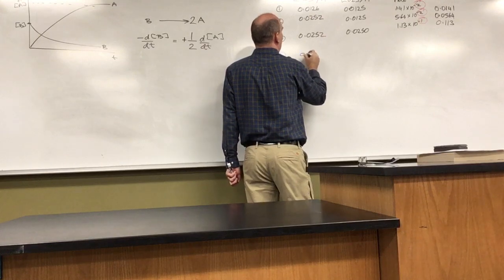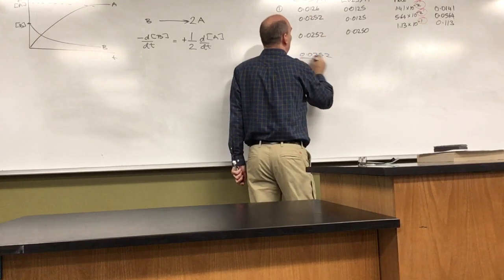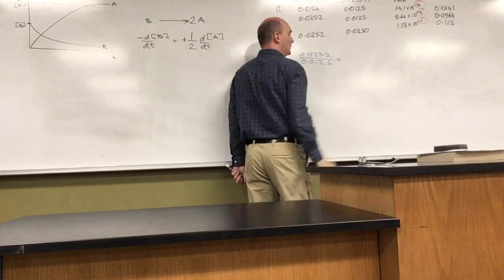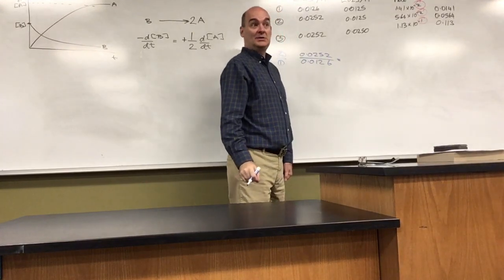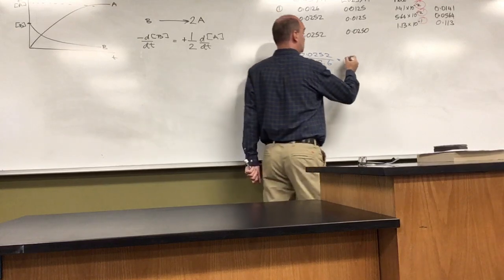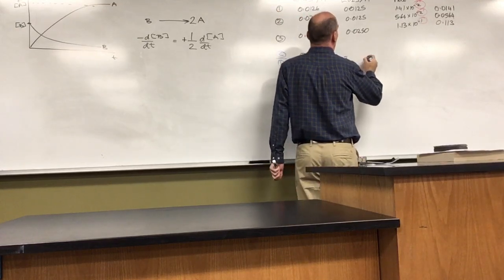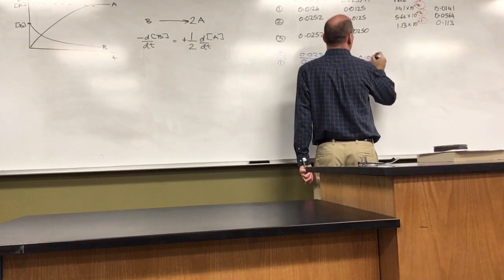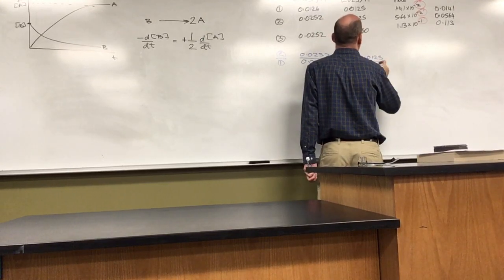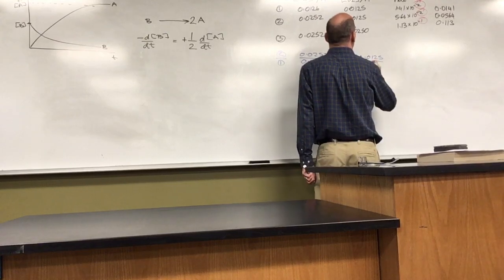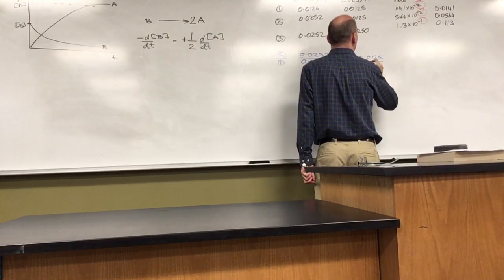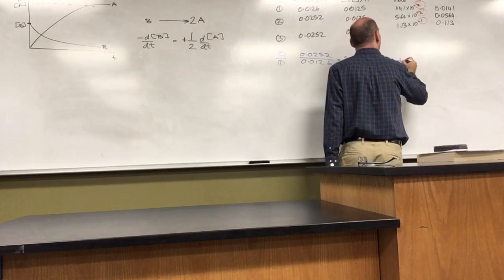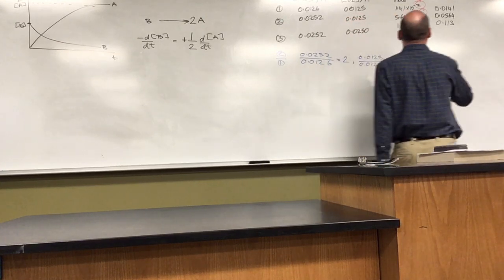And that's going to give me 0.0252 divided by 0.0126, which to my eyes looks like it's doubled. And then in the O2 column, I have 0.0125 divided by 0.0125, which is constant, which is what I want.